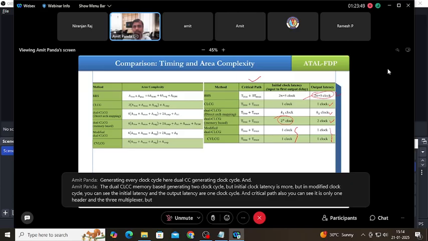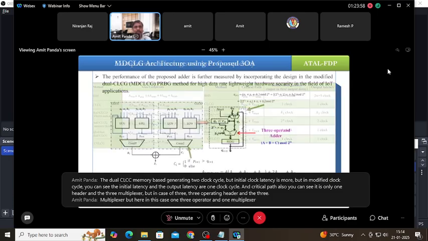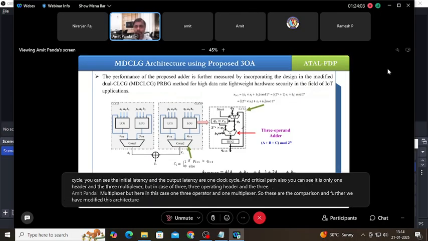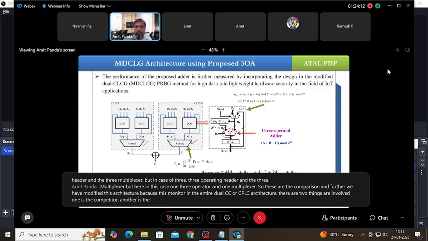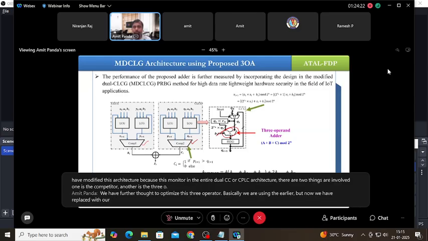But in the case of the three operand adder and three multiplexers, here in this case it is one three operand adder and one multiplexer. So these are the comparisons, and further we have modified this architecture, because in the entire dual CLCG or CBLCG architecture, two things are involved: one is the comparator, another is the three operand adder. We further thought to optimize this three operand adder. Basically, we were using the carry save adder earlier, but now we have replaced it with our own optimized architecture.